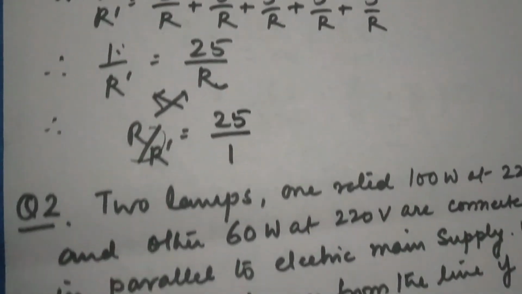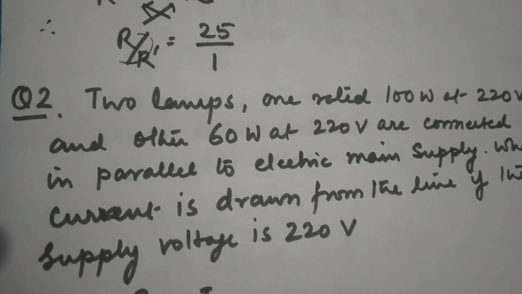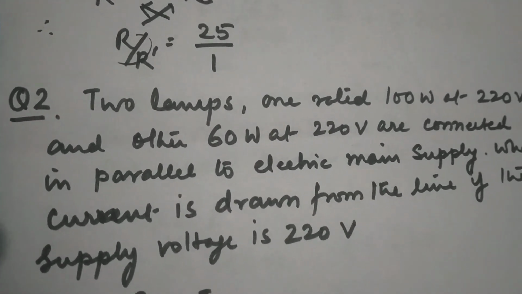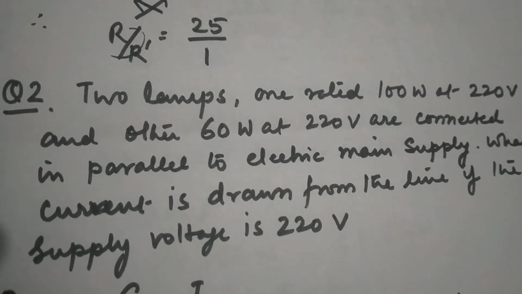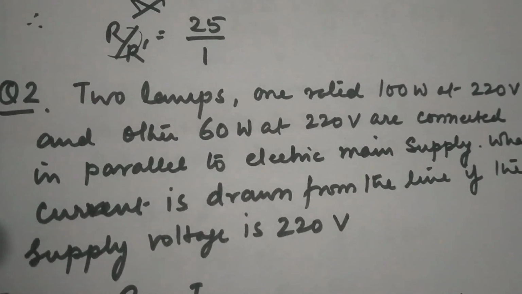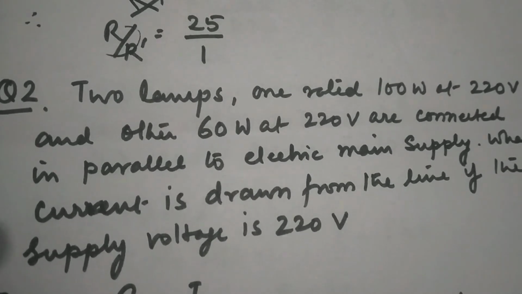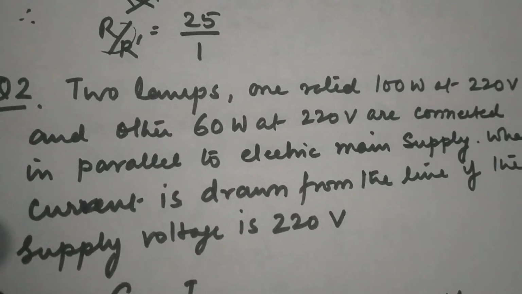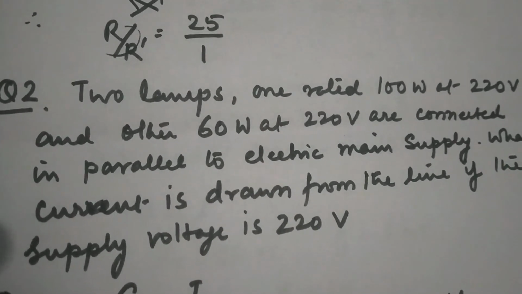So we are coming to question number 2 now. It's again a very important question. 2 lamps, one rated 100 watt at 220 volt and the other bulb, which is 60 watt at 220 volt, are connected in parallel to the electric main supply.